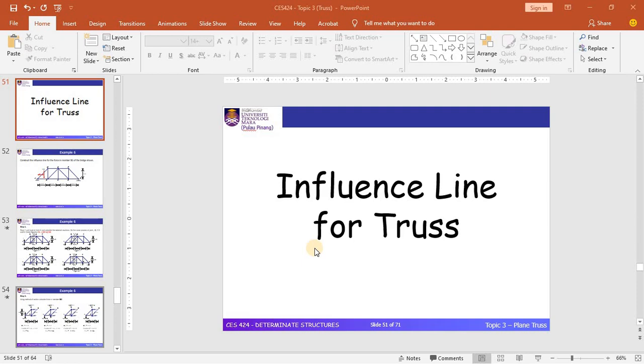Okay, right here we will also use the influence line diagram to draw the force diagram due to the applied load, due to the moving load, in truss structures. Okay, so without further ado, let's discuss in detail.